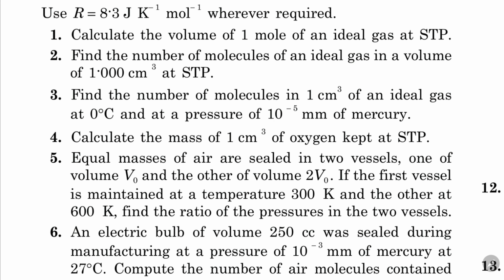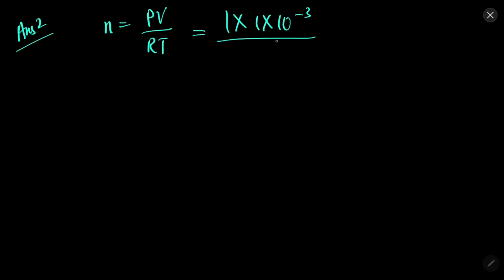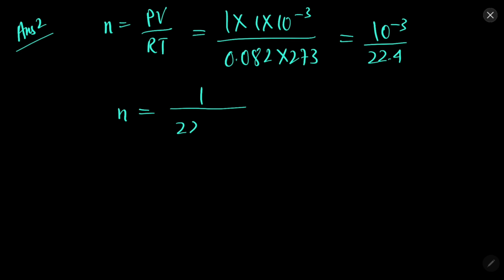We need to find the number of molecules of an ideal gas in a volume of 1 centimeter cube at STP. So we know that the formula is PV over RT. So let's put the values given. So n will be 1 over 22400.